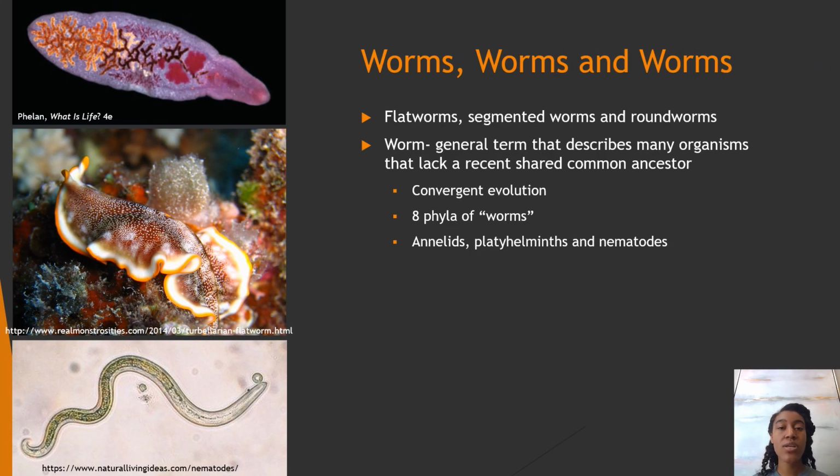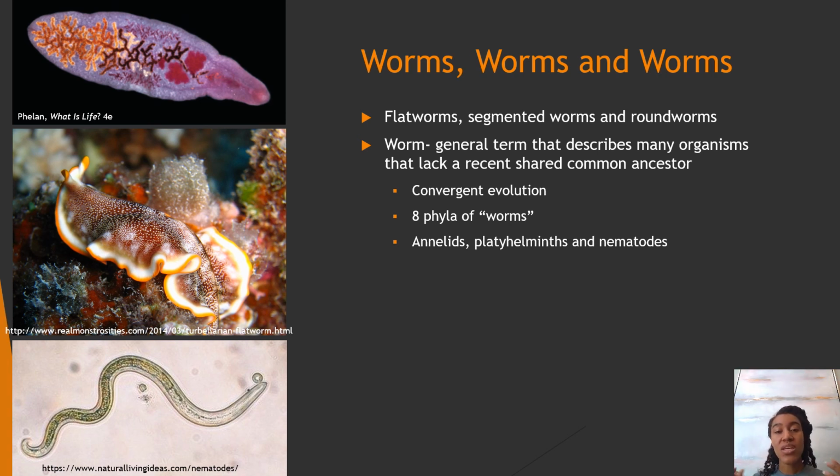The next type of organisms we're going to talk about I've entitled worms, worms, and worms. This is because instead of talking about one organism by itself, we're going to talk about three organisms kind of together. This includes the flatworms, segmented worms, and roundworms. So the term worm is actually a very general term for pretty much any small, slender organism that can move around. But the term worm is used to describe three very different types of organisms.